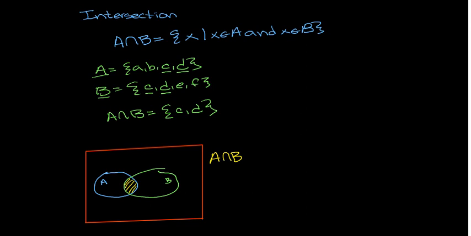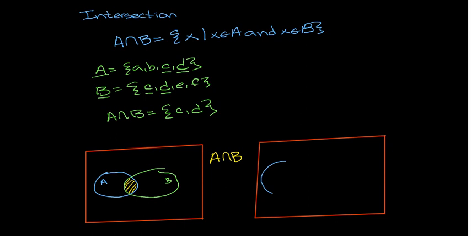But this is not the only case. We may have something like this. Sorry about the lines, but you get the idea. Let's say that we have set A over here and we have set B over here. Then what's the intersection in this second case?